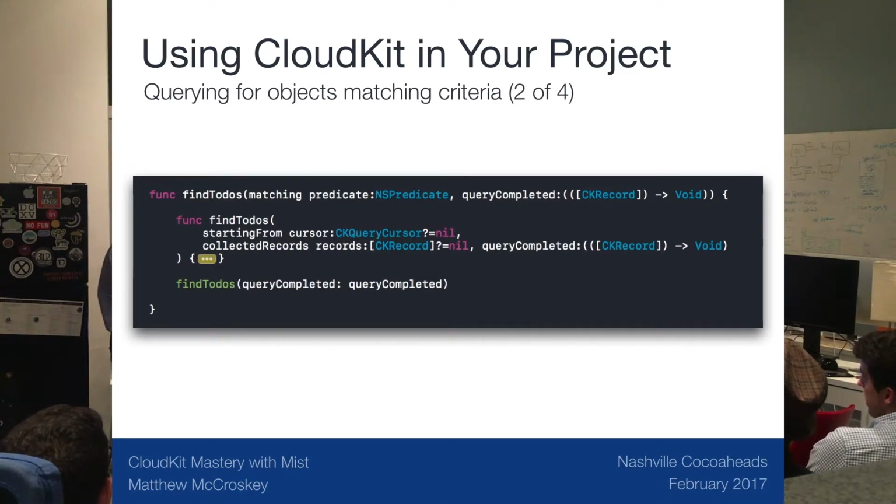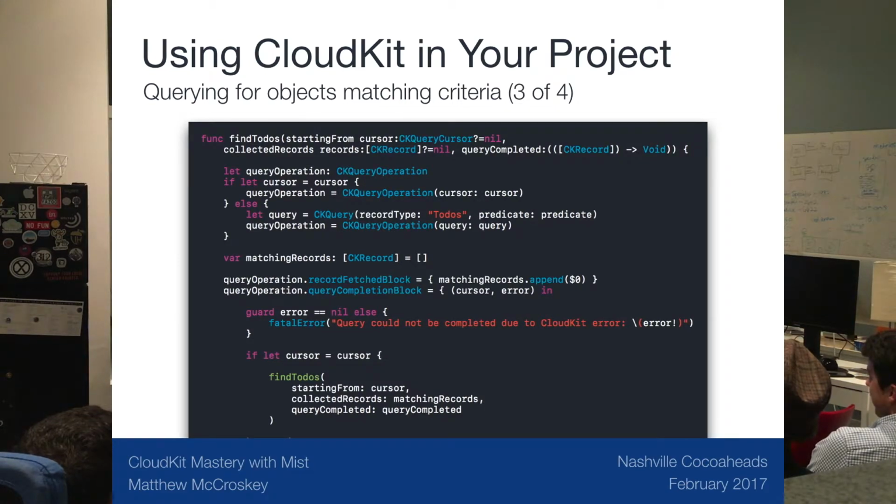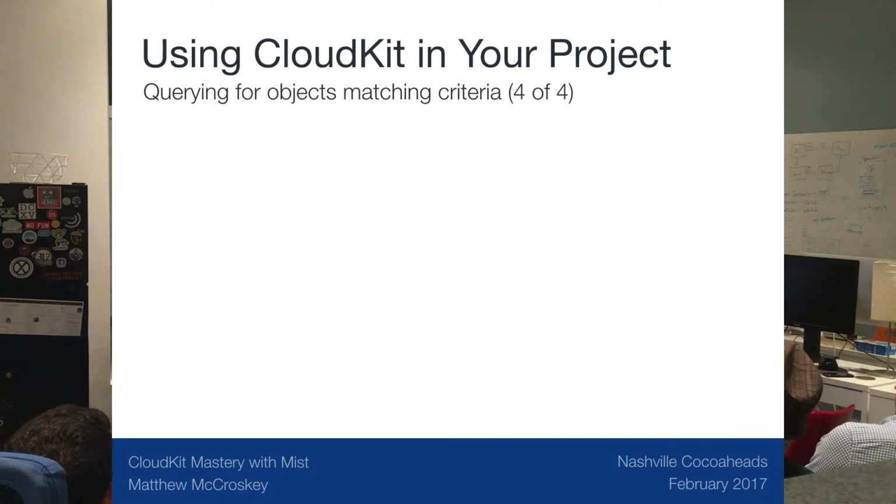Okay, so what does the inner function do? The inner function is more complicated, but basically, in order to do a query, you need a predicate, the type of thing you're searching for, to-dos, to-do lists, etc. The predicate and type go into this query. CKQuery has a type and a predicate. And then the query goes into a CKQueryOperation. In fact, let me jump ahead and I'll jump back to this. Look at that fancy animation.